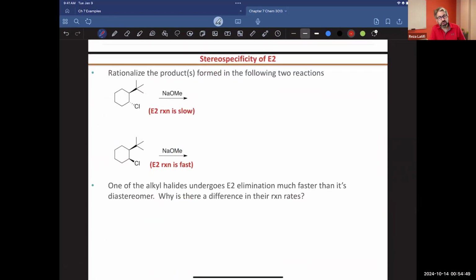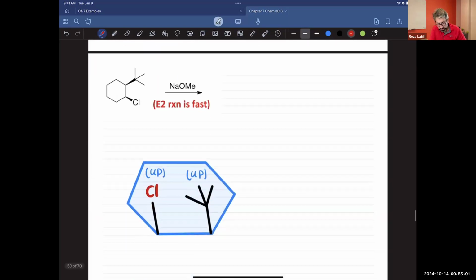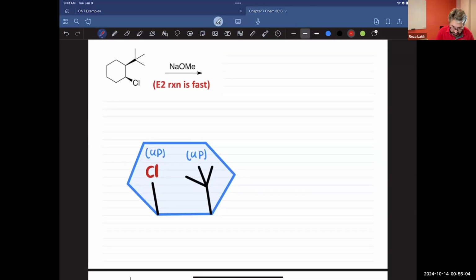Now, I have two molecules here, and I'm asked why the first reaction is slow while the second one is fast. Let's go through these two, and we're going to finish the lecture. Okay. So the first one will be cis. I have two groups that are pointing in the same direction, and this is the alpha carbon. That one is the beta carbon.